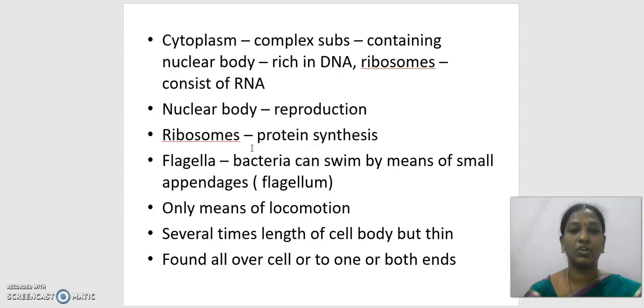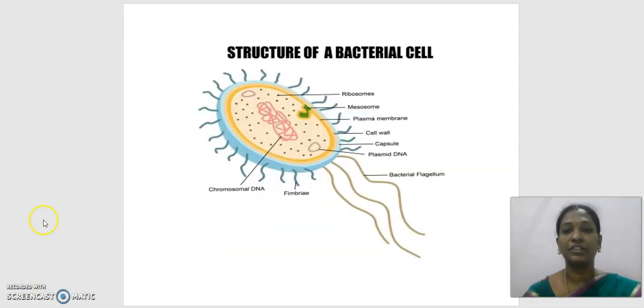Then another part is called the flagella. This is the only means of locomotion of the bacteria. That is, they can move from one place to another only by means of the flagella. They can swim from one place to another by the small appendages which are present around the whole body or at both ends of the cell. So the flagella can be surrounding the whole body, or at one end, or at both ends of the bacteria.